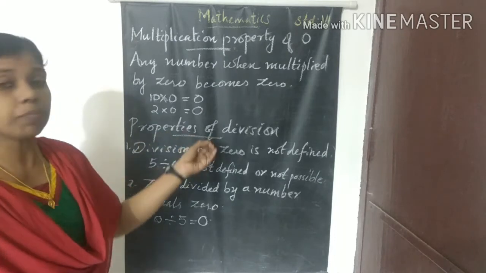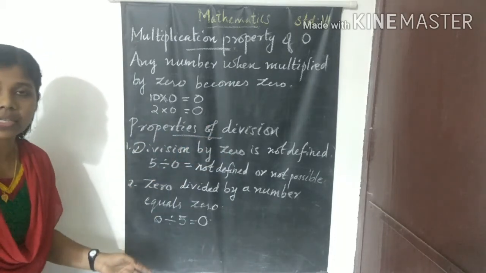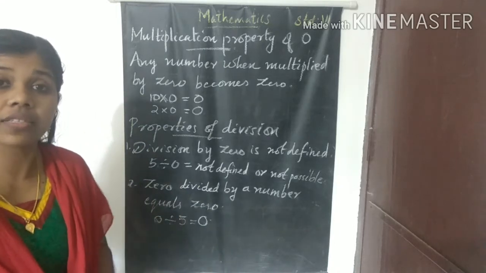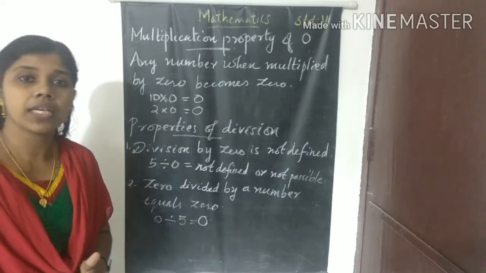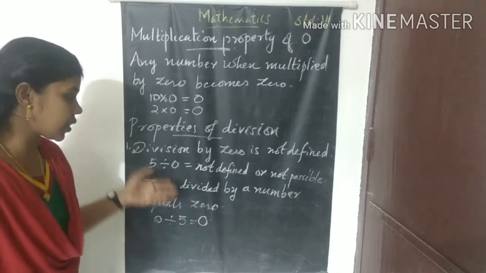Then some properties of division. What is division? And the division answer is called what? It is the quotient. In division, what does it contain?